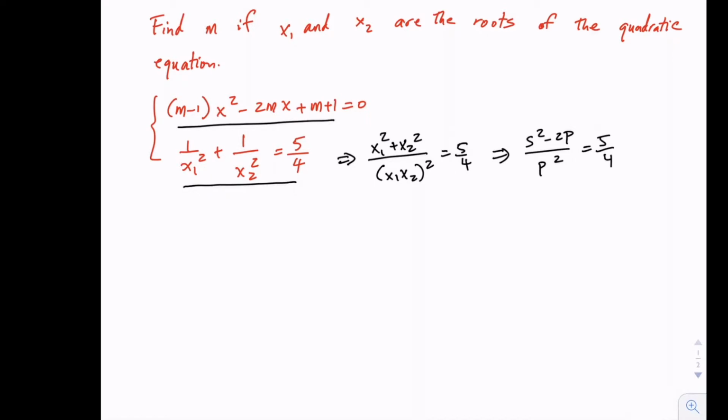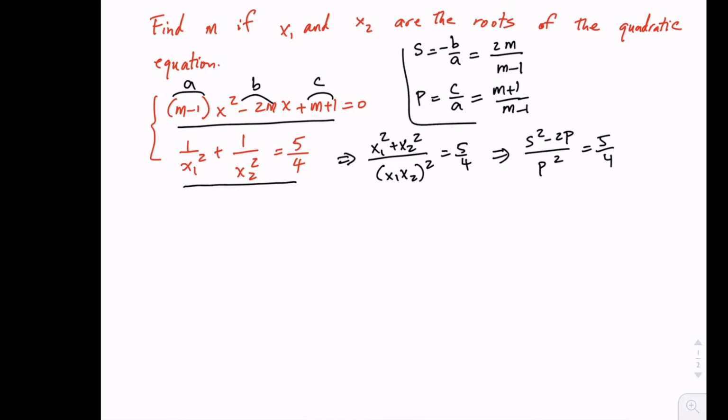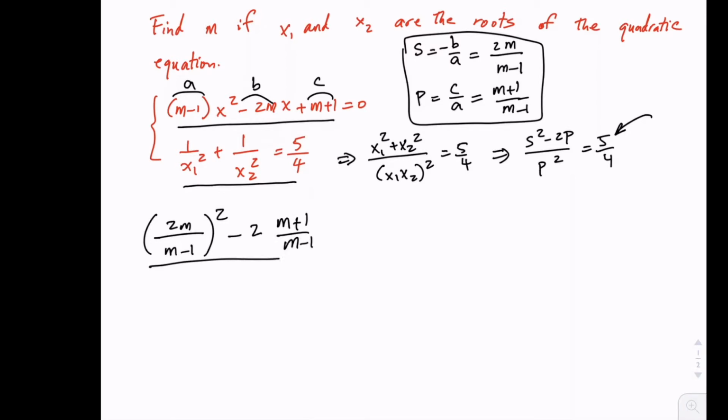Now in the given quadratic equation, a is m minus 1, b is minus 2m, and c is m plus 1. We know that s, the sum of the two roots, is minus b over a, which will be 2m over m minus 1, and p is c over a, which will be m plus 1 over m minus 1. Now if we replace s and p into this expression, we will have 2m over m minus 1 squared minus 2 times m plus 1 over m minus 1, divided by m plus 1 over m minus 1 squared, is 5/4.